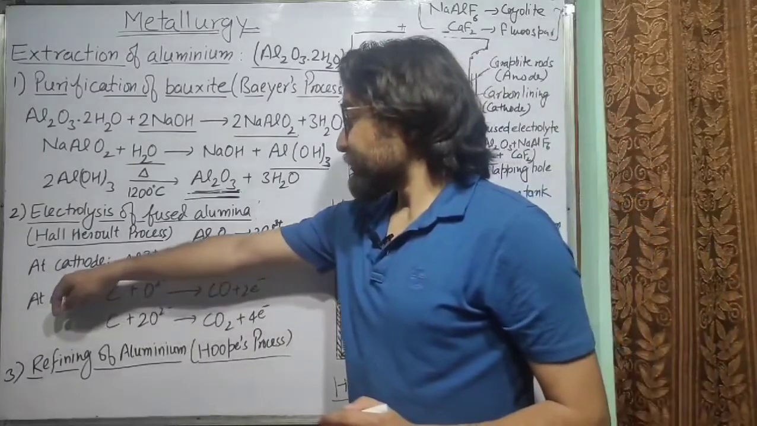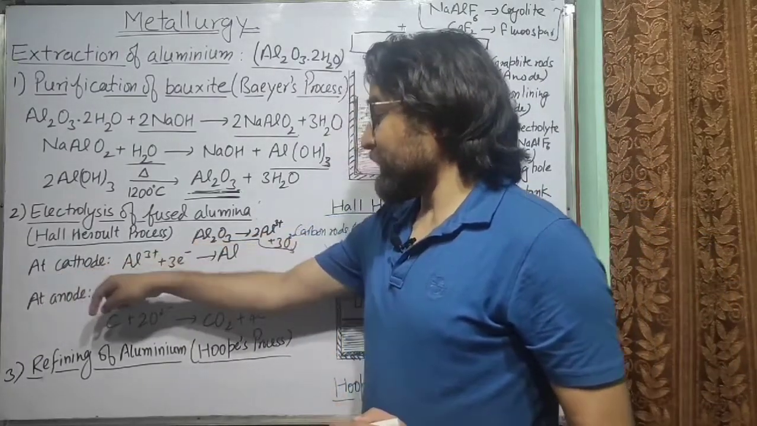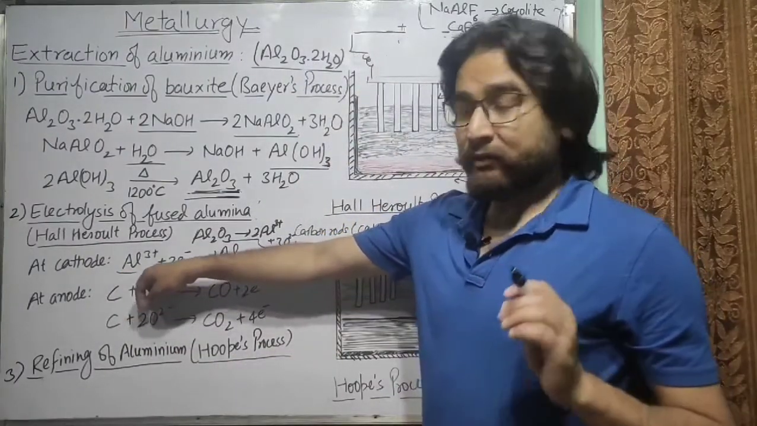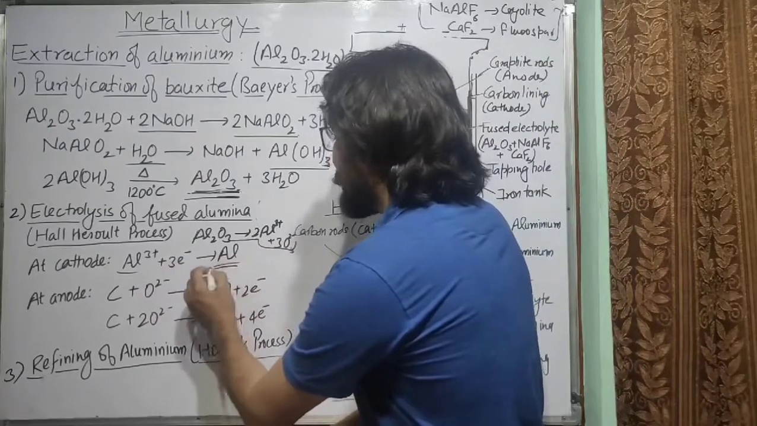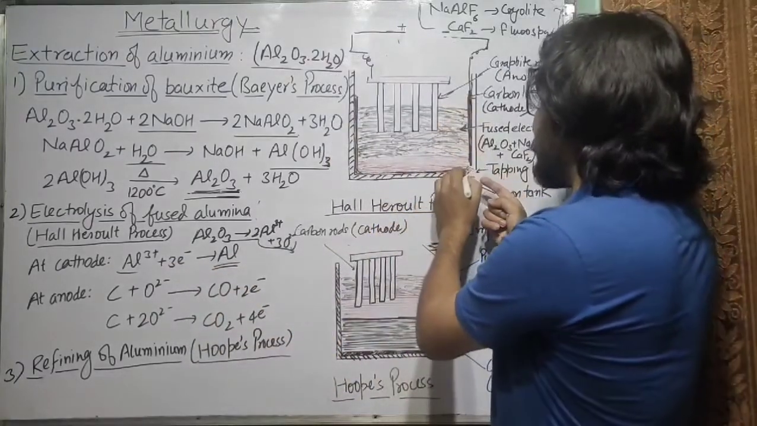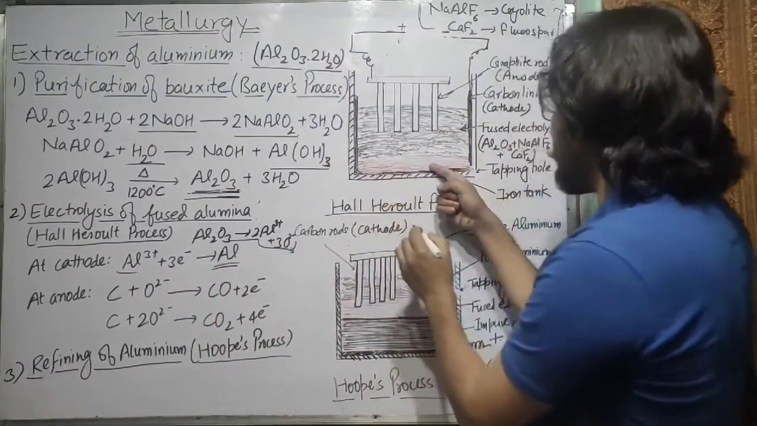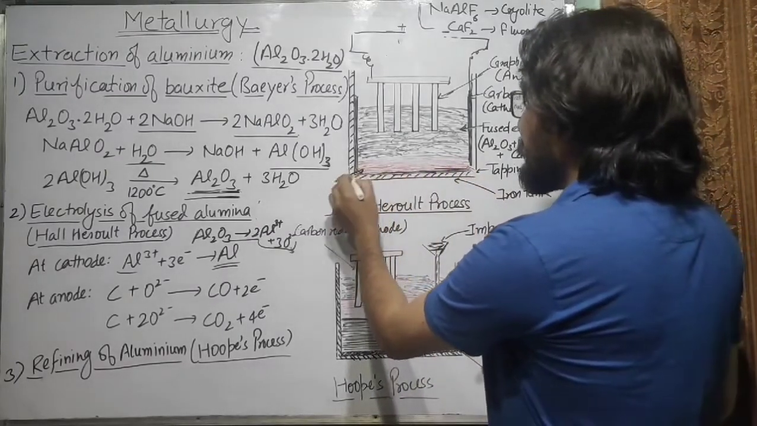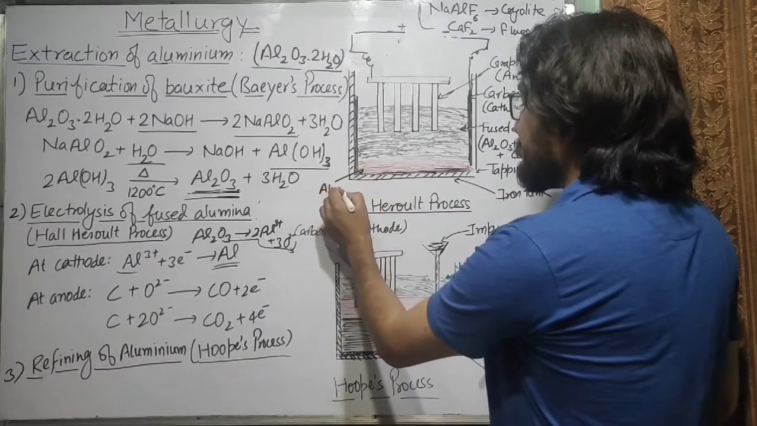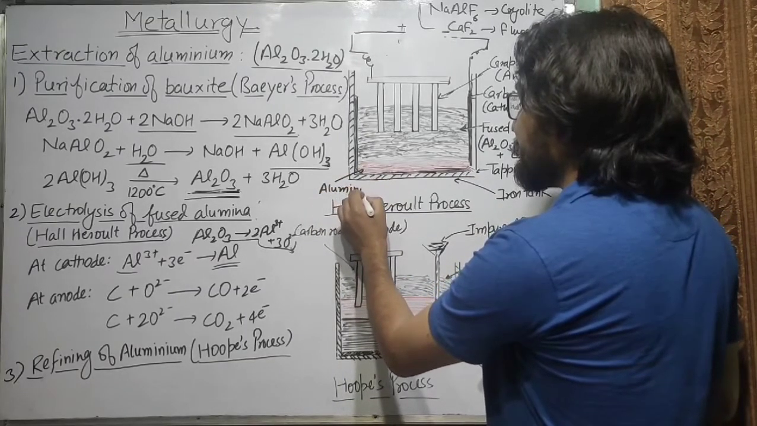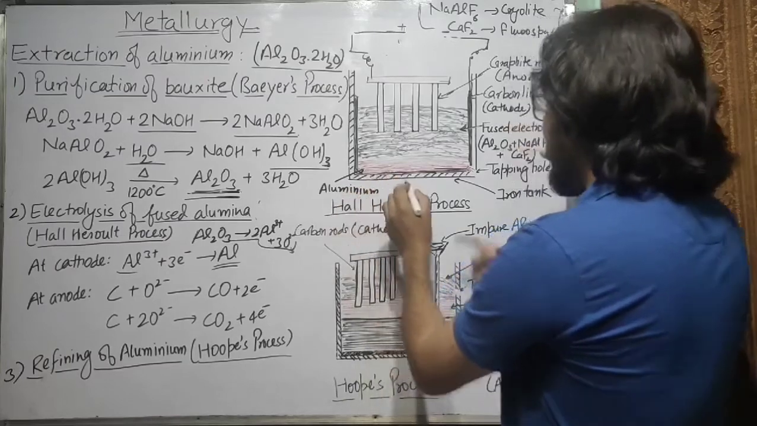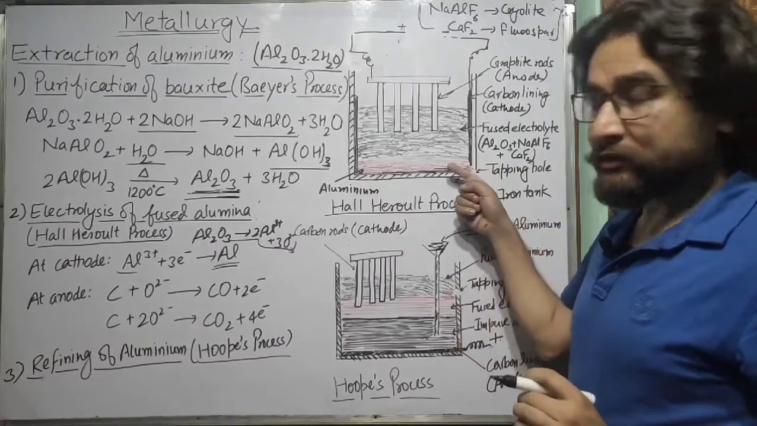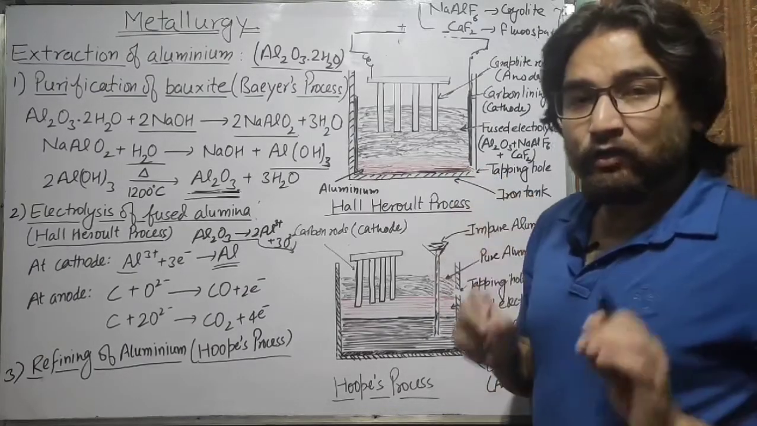So you can see at cathode what happens? Aluminium ion will gain the electrons and will form aluminium. So where is cathode? This complete carbon lining is cathode. So you can see at cathode, this is our aluminium, that is molten aluminium. So molten aluminium is obtained at cathode, and we can take this molten aluminium from a tapping hole.